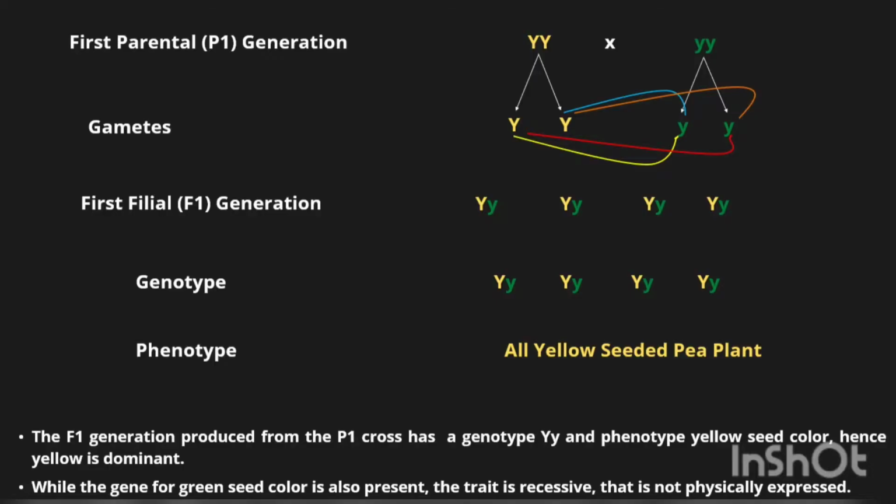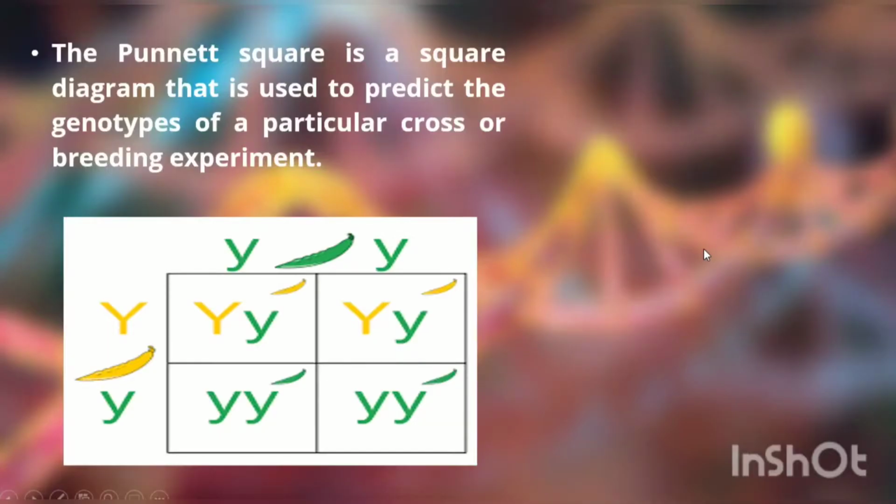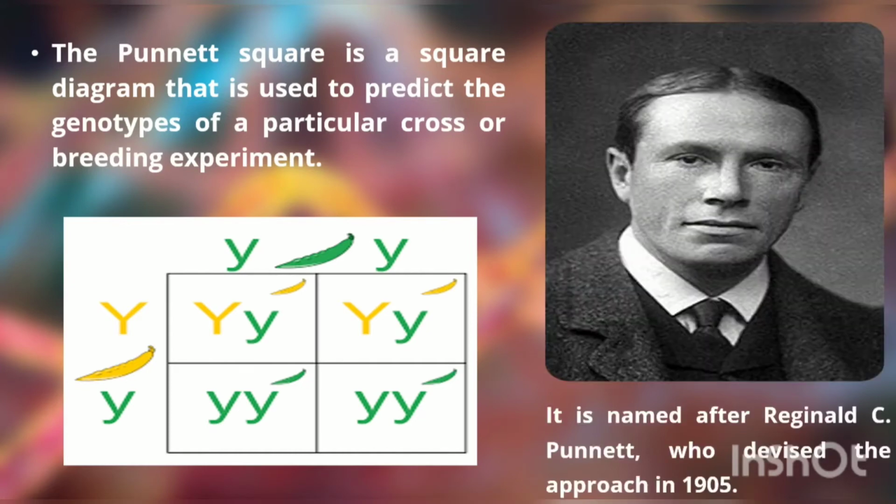So the first type of cross that we have, we call the FOIL method, while this one is called the Punnett square. The Punnett square is a square diagram that is used to predict the genotypes of a particular cross or breeding experiment. It is named after Reginald C. Punnett, who devised the approach in 1905.